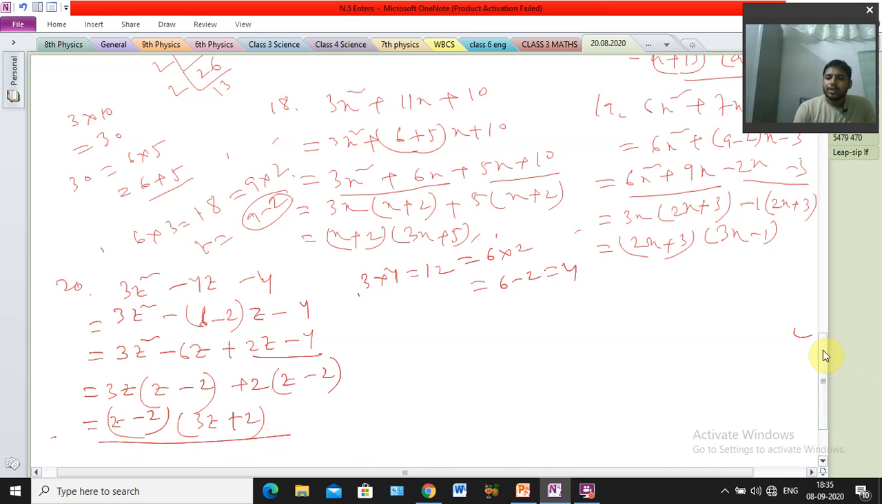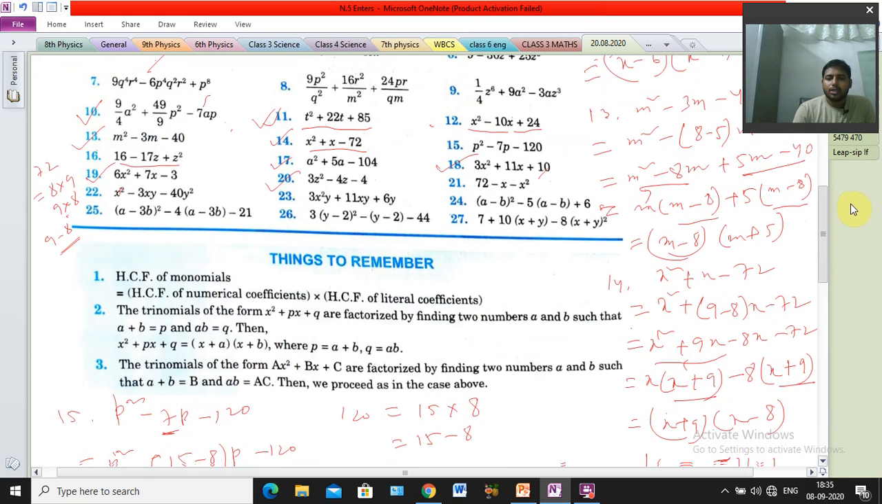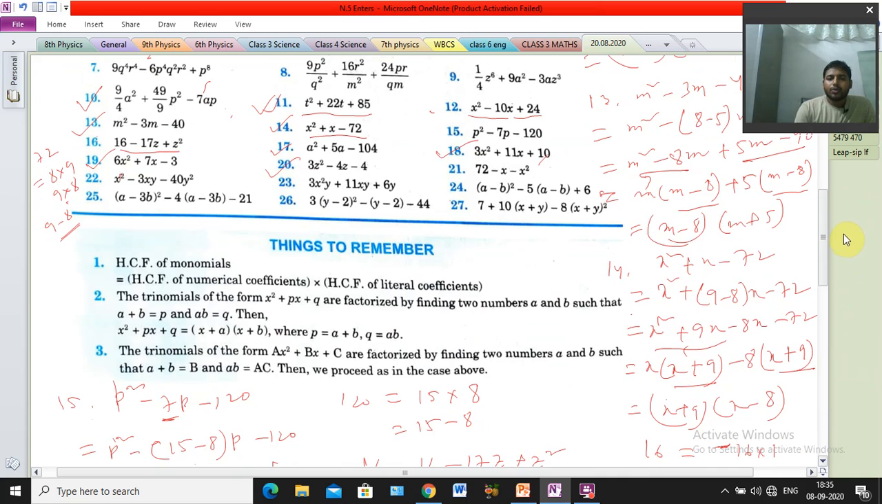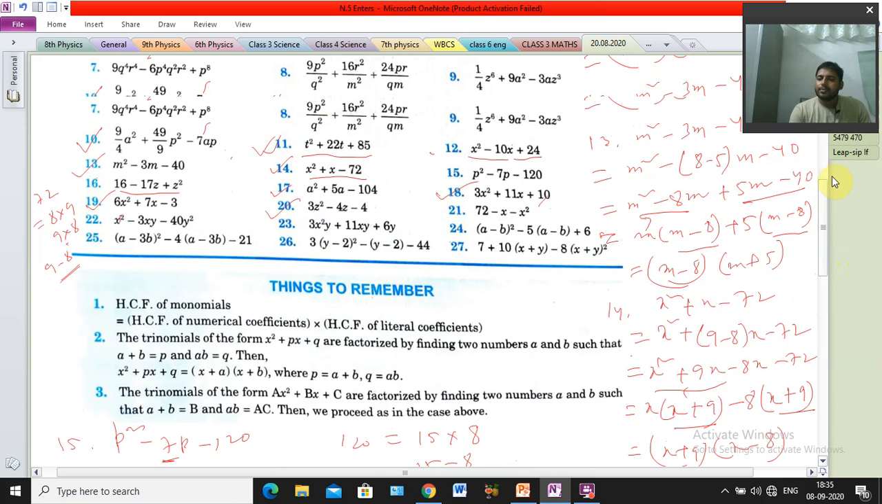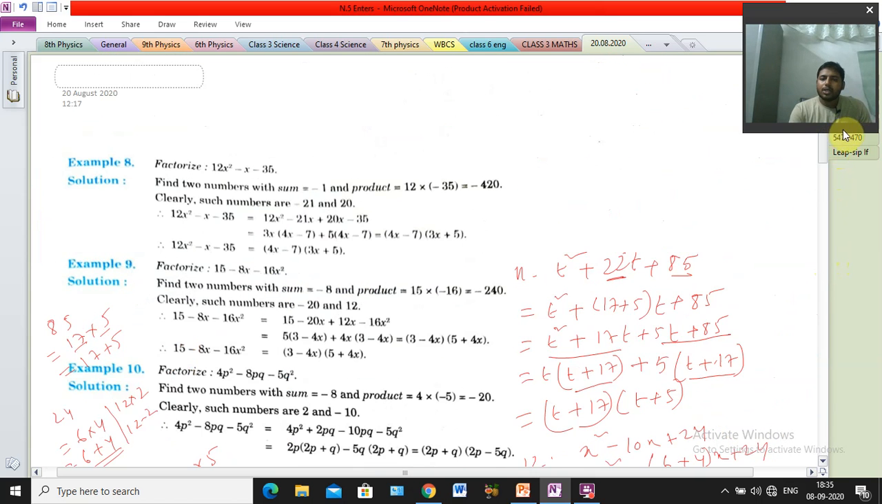So 20 finished. Clear? And 21 up to 27, the next day we will complete it. This chapter will be complete next day. Only 7 problems are left, so we will discuss them the next day. And I hope today's discussion is clear to everyone. If any problem or queries, inform me, I will help you again.